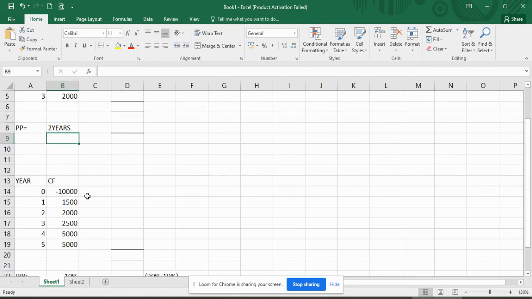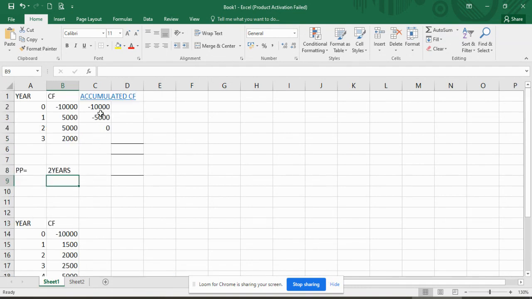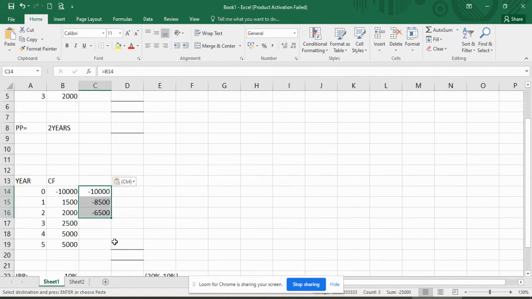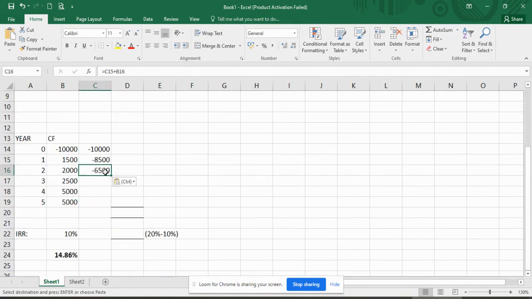All right, so you can do the same thing over here and find out when you get back your investment for investment B. All right, so if you do the same, when did you get back?